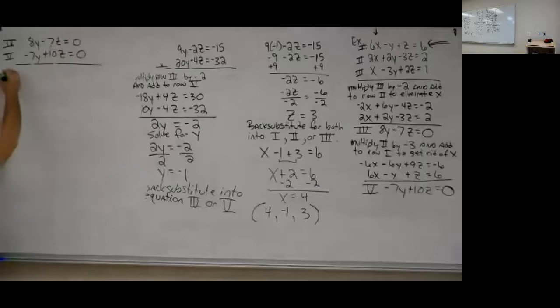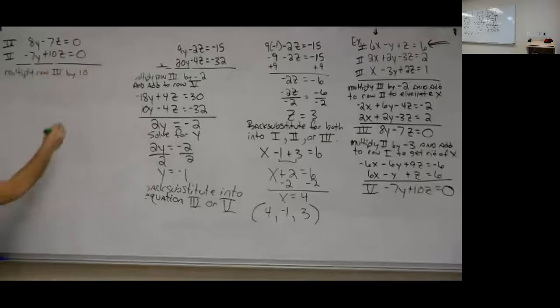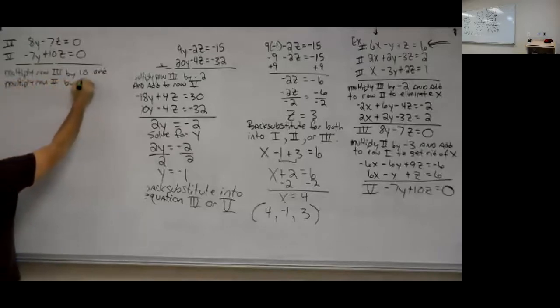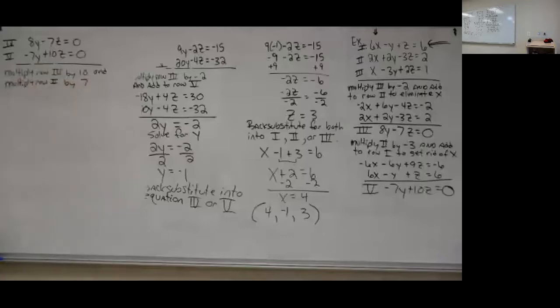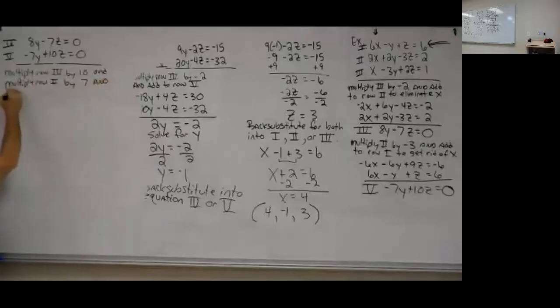It's almost like finding least common denominators on these, okay? So what I'm going to do is multiply row 4 by 10 and multiply row 5 by 7. So 10 by 7 on the top will give me negative 70. 10 times 7 on the bottom will give me positive 70. So then we'll actually start canceling. And then add the rows together.